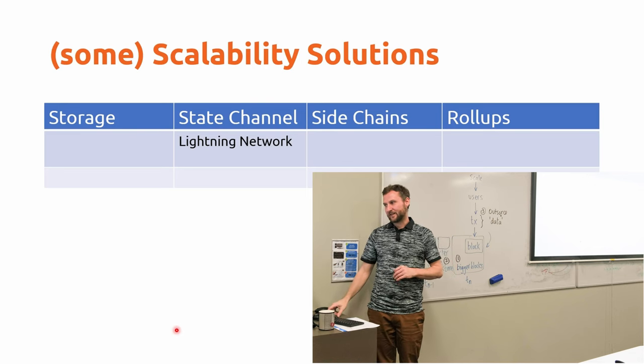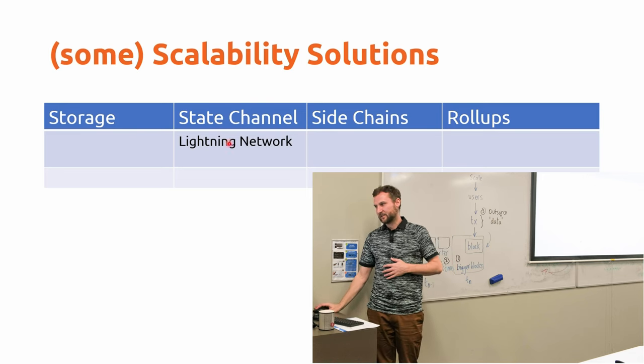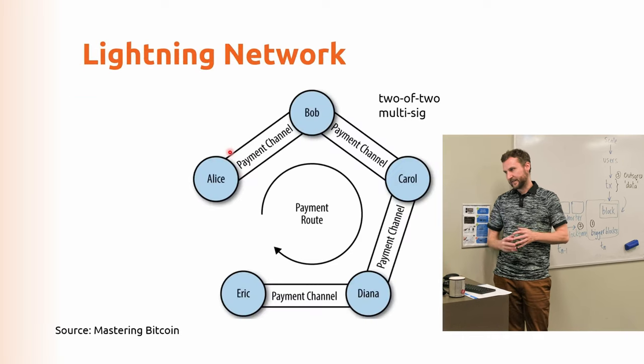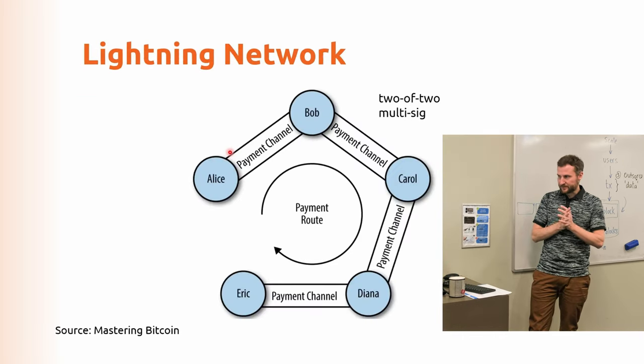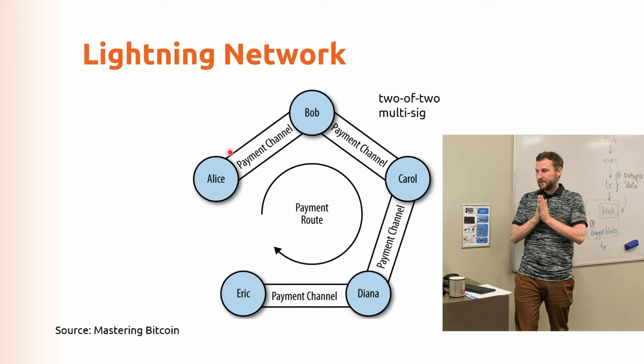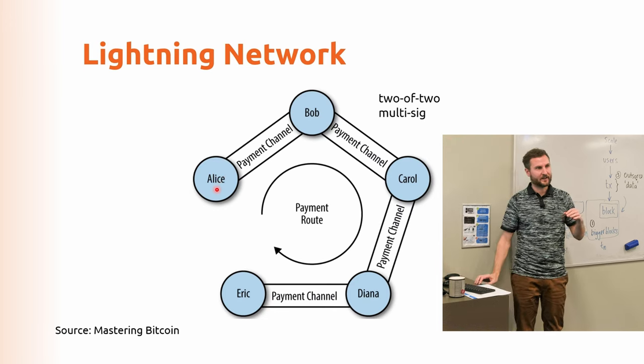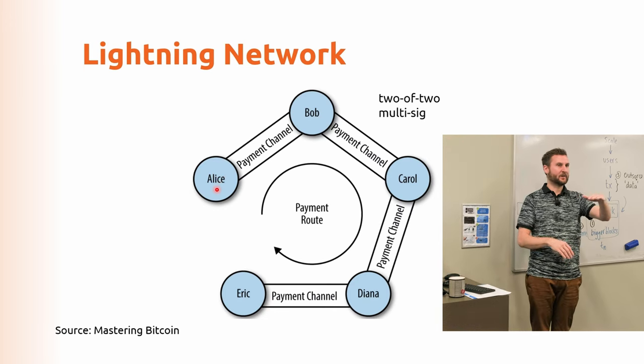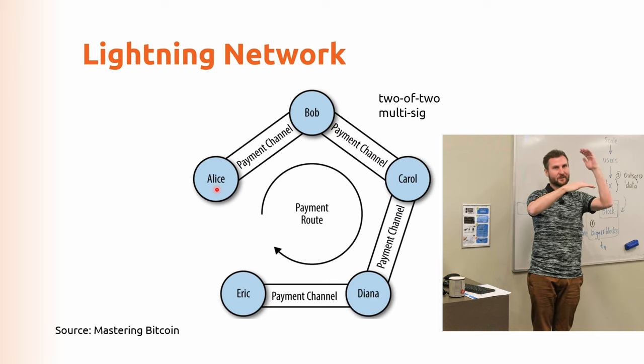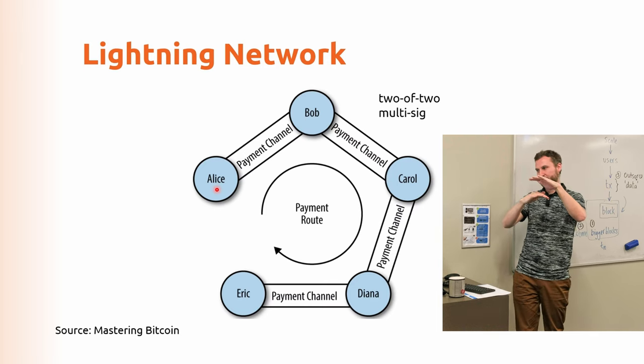So first up, let's look at a state channel called the Lightning Network. What is happening here is it is a state channel or a layer two. So think of our stack, layer one, on top goes layer two. On top of that can maybe finally go some apps.